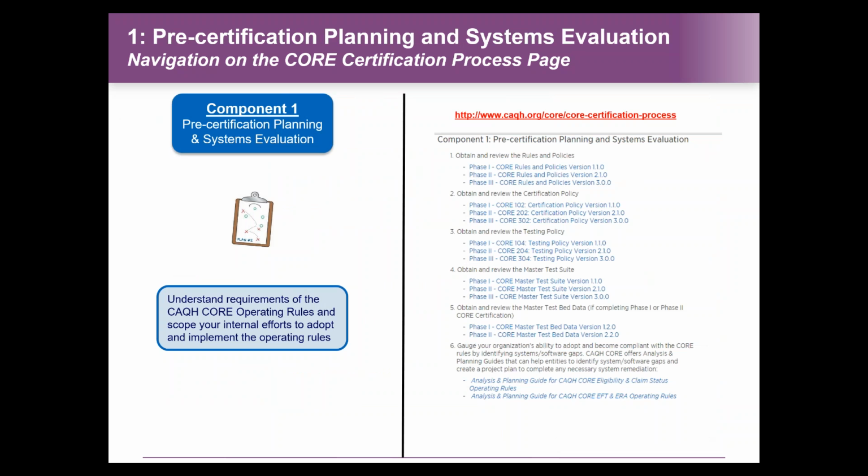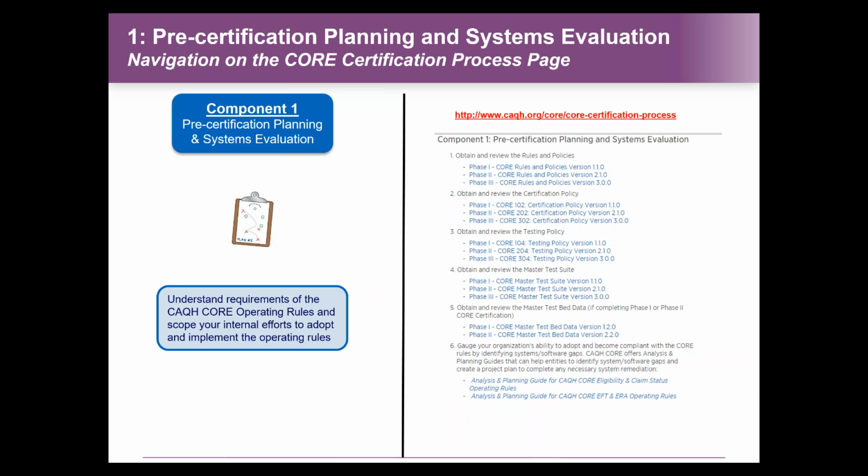Component number 1 outlines the first steps organizations need to take when considering core certification. During pre-certification and system evaluation, organizations should review and understand the requirements of the operating rules and scope resources needed to adopt and implement the operating rules. The image on the right is a screenshot of content specific to component number 1 on the core certification process page. As you can see on the screenshot, CAQH Core offers a variety of resources to help organizations gauge their ability to adopt and become compliant with the operating rules.